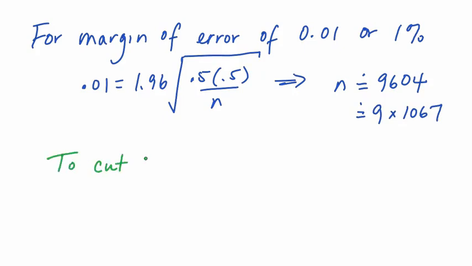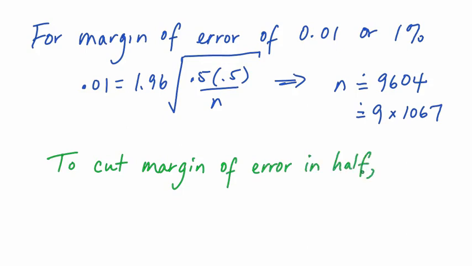Similarly, if we wanted to halve the margin of error, we need 2 squared or 4 times the sample size. So lowering the margin of error is expensive in that it requires a much larger sample size.